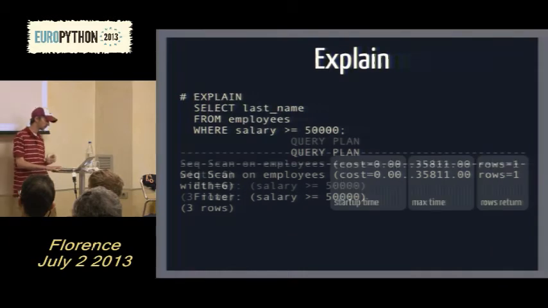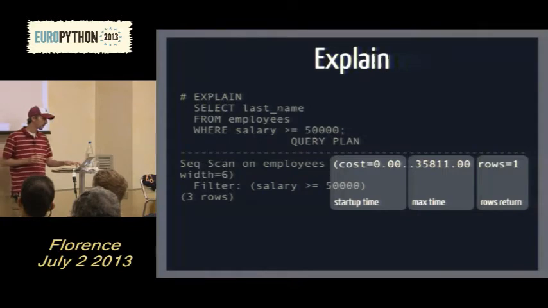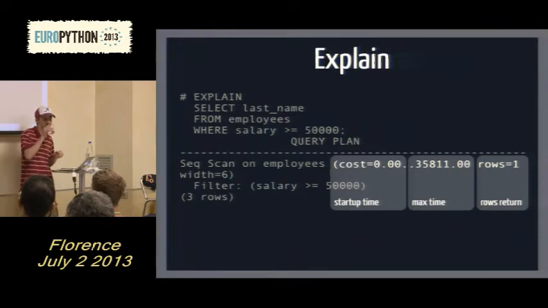So in this case, it's going to run a sequential scan on employees. And you can see right there, it's going to have the startup time, which you can mostly ignore, you don't have to worry about. A few dots, and then the max time. The max time is actually one of the more important ones, as well as the rows returned. So there we can see that's a pretty big max time. That's 35,000 milliseconds, so 35 seconds it thinks it's going to take.